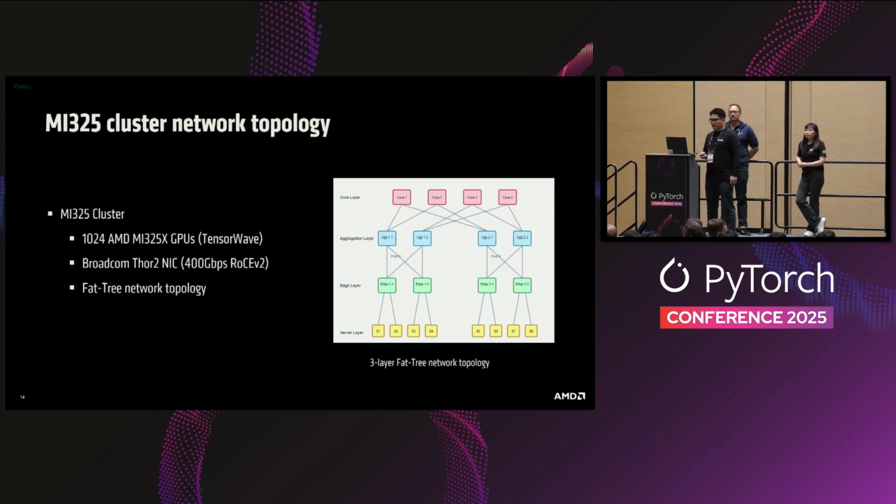On the NIC side, it's equipped with the Broadcom Thor-2 NIC. Bandwidth is about 400 gigabits per second, and the protocol is RoCE v2. The backend network is connected in a fat-tree topology, which is typically used in GPU clusters.